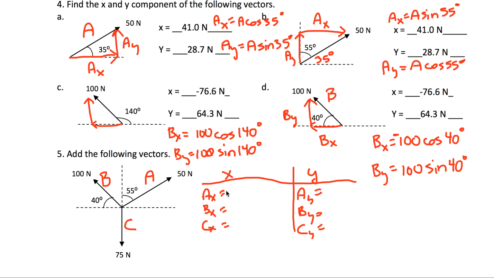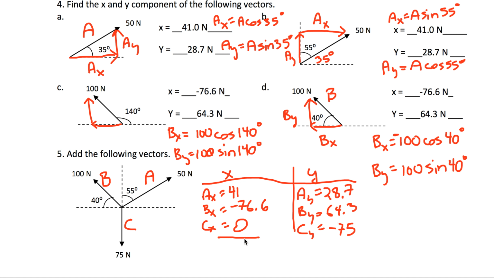Luckily, we already found most of them. This was 41, this was 28.7, this was negative 76.6, by 64.3, and cx, well, we see vector c going down here. If a vector is going vertically, no part of it is going horizontally, so it does not have an x component. Vectors only have an x and a y component when they're diagonal. When they're vertical or horizontal, they only have one component. In this case, it has a y component. So the x component is 0. The y component is going to be negative 75 because the vector is going down.